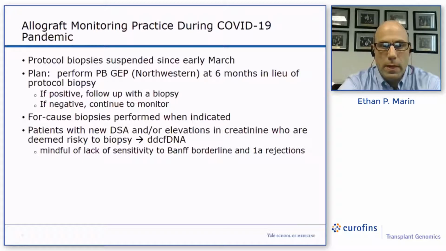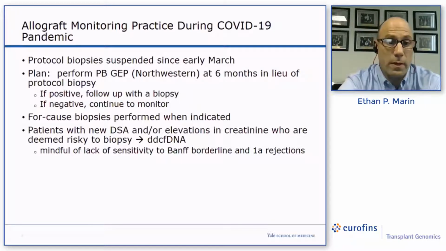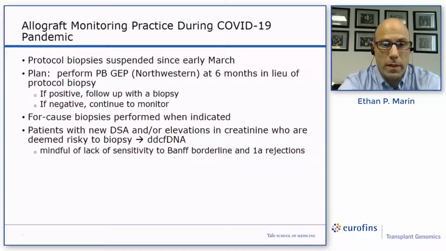So at Yale, at the height of the COVID-19 pandemic, we elected to suspend our protocol biopsy program, and we substituted a peripheral blood gene expression profile test at the 6-month mark in lieu of a protocol biopsy. Our workflow was to follow up positive tests with a biopsy, and negative tests were monitored per usual practice. For-cause biopsies continued to be performed when indicated.